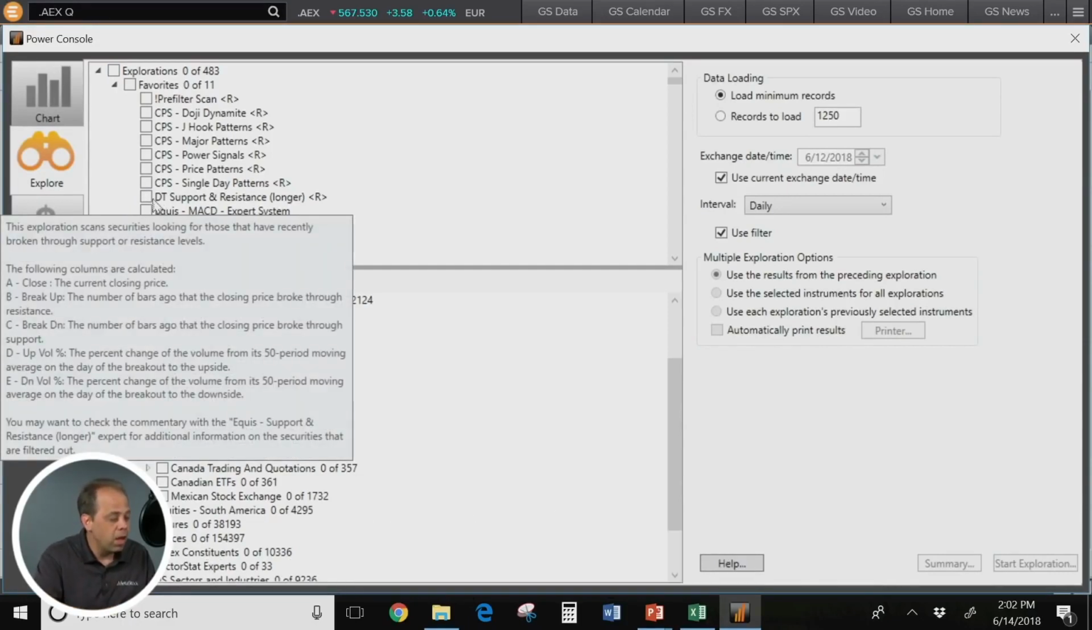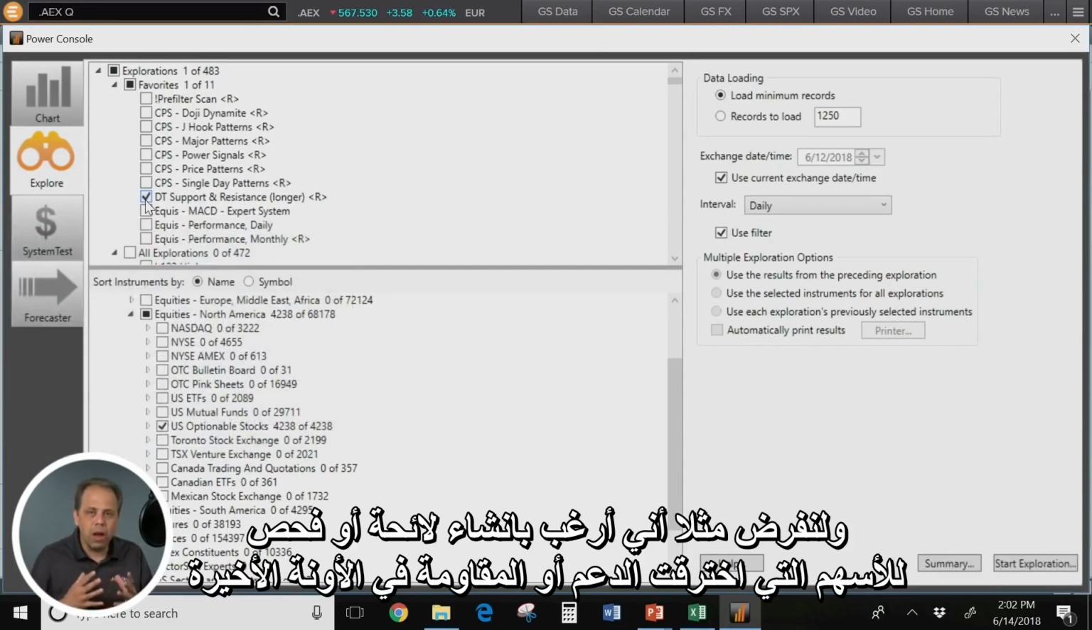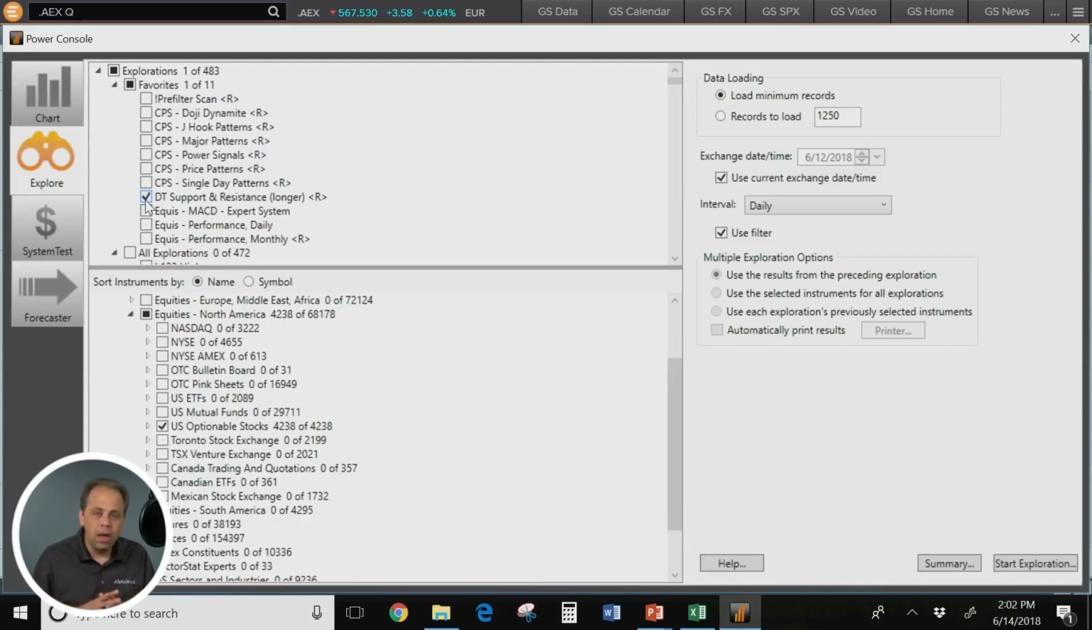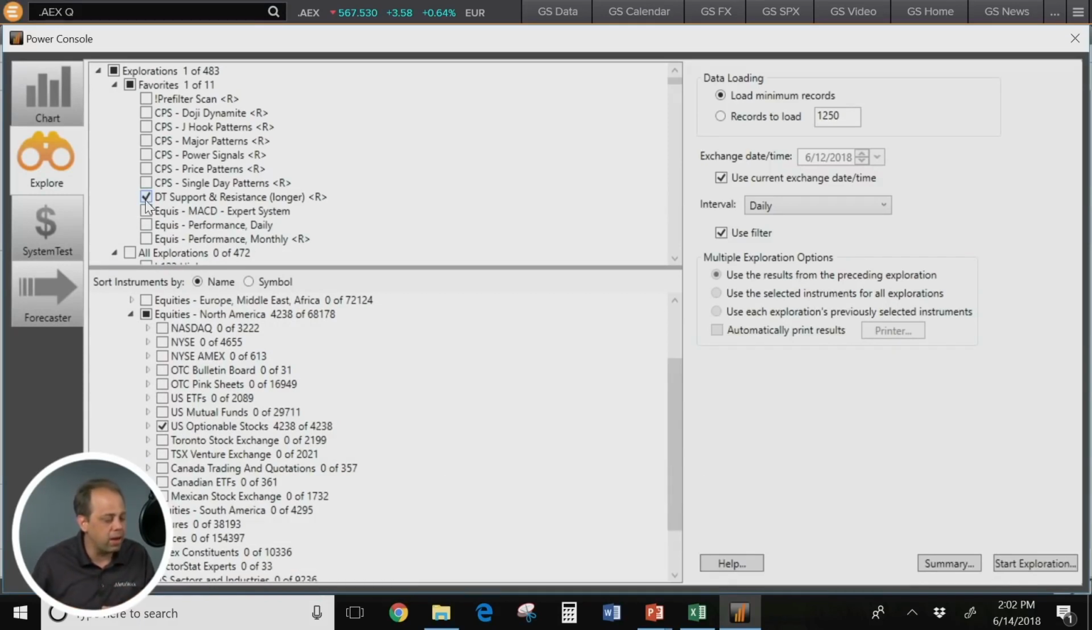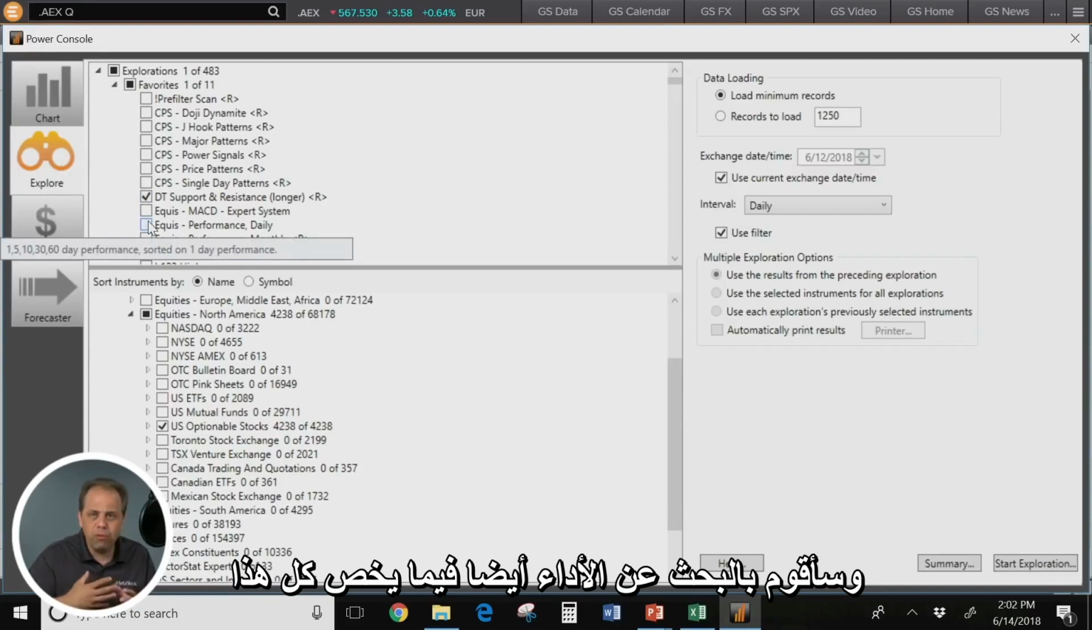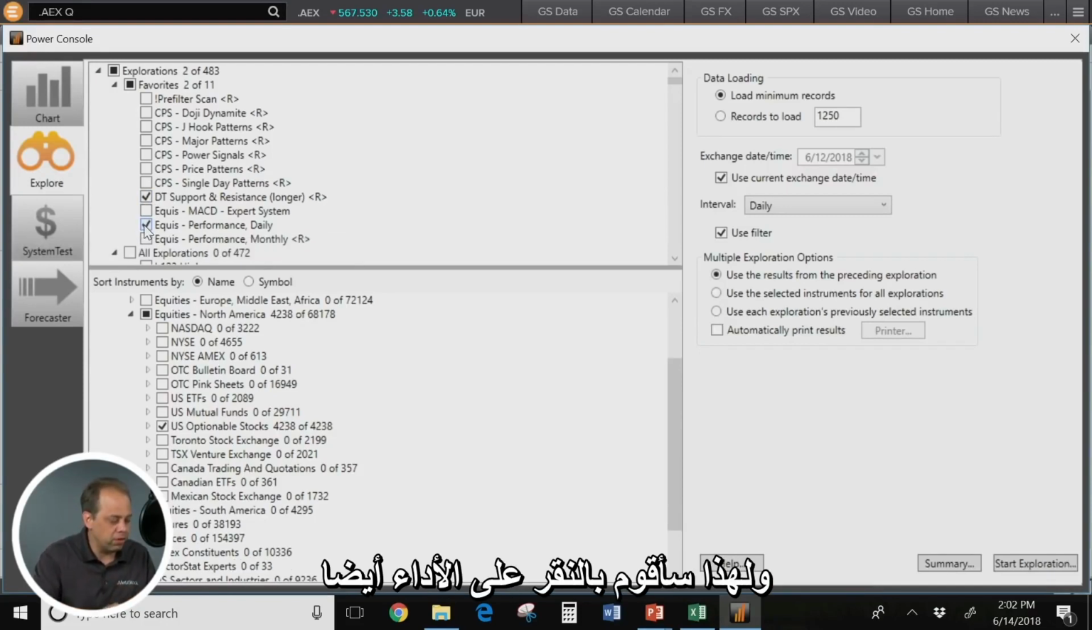Let's say, for example, I want to build out a list or a scan of stocks that have broken through support or resistance recently. In MetaStock, that's a scan that's available. It's called the DT support and resistance scan. So I'm going to go ahead and select that. I'm also going to look for performance on these, so I'm also going to select the performance.